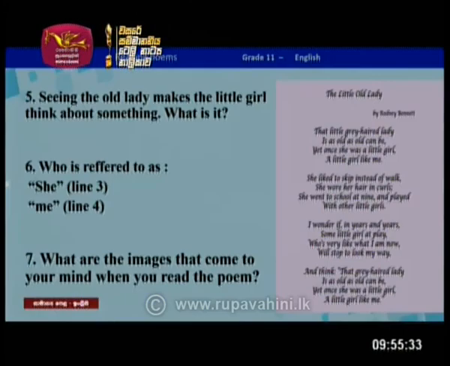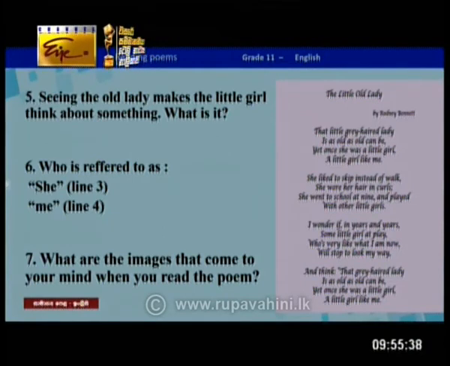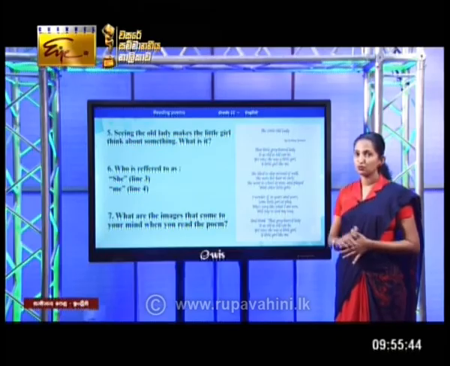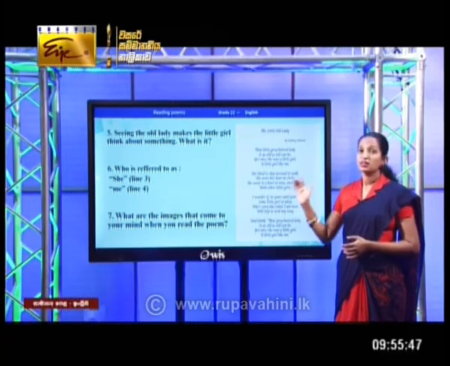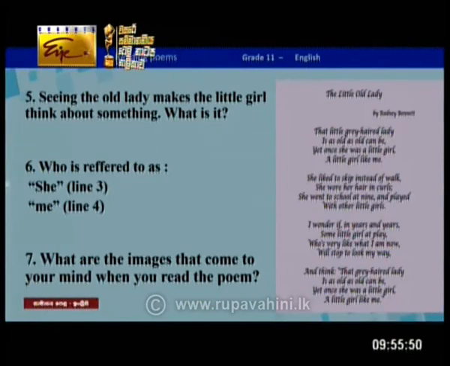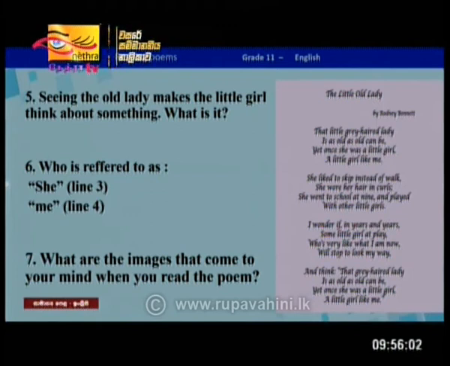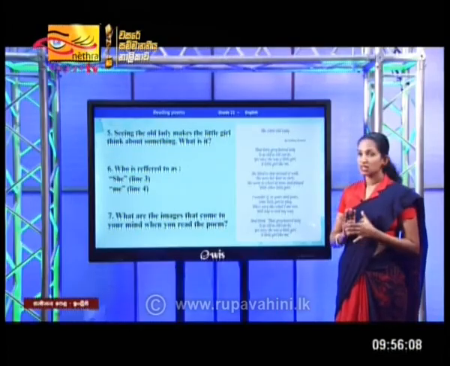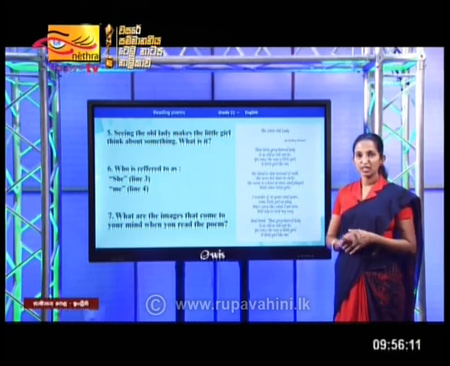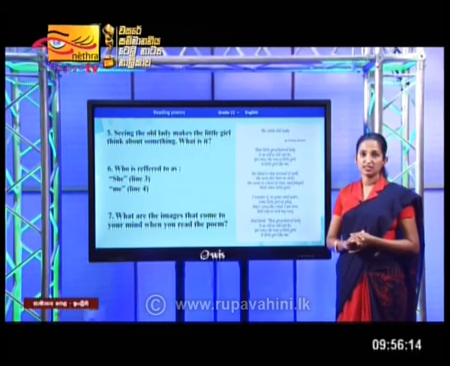Number 5, seeing the old lady makes the little girl think about something. What is it? Here, to answer this question, you have to think further. Right. Sixth, who is referred to as she? Line 3. Me, line 4. Number 7, what are the images that come to your mind when you read the poem? Okay, children, now it's time to write the answers. Take your time and try to find the answers from the poem.